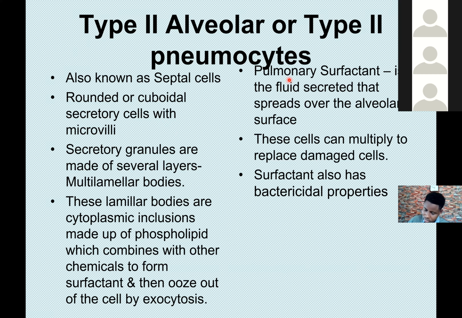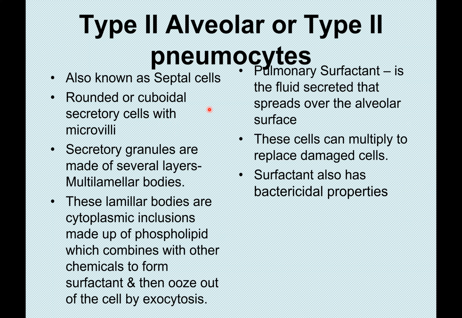And there is one thing these type 2 pneumocytic cells do: the production of the pulmonary surfactant, the fluid that is secreted to spread over the alveolar surface. What does that surfactant do? It is a bactericidal liquid. So even if the air gets to that level and there are still some notorious bacteria inside, the surfactant will take care of them.